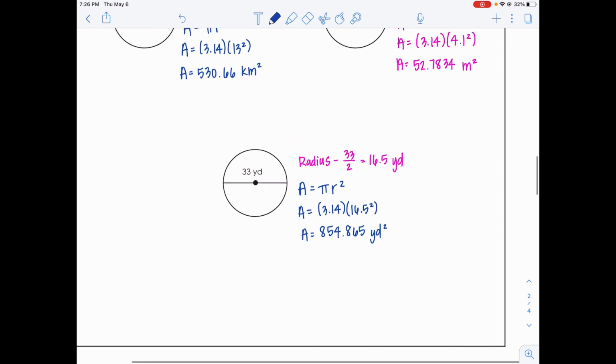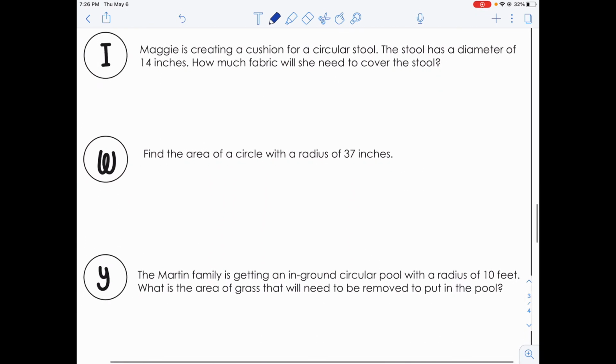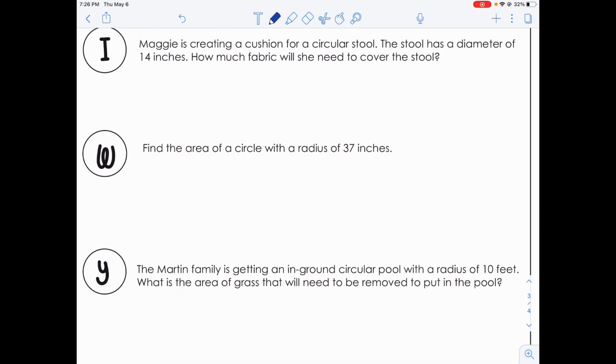All right, go ahead and flip it over. We've got some more problems to do. Maggie is creating a cushion for a circular stool. The stool has a diameter of 14 inches. How much fabric will she need to cover the stool? Because they're asking us to cover something, we're finding the area. So remember, area equals pi times the radius squared. Unfortunately, because they have not given us the radius, we're going to have to calculate the radius.